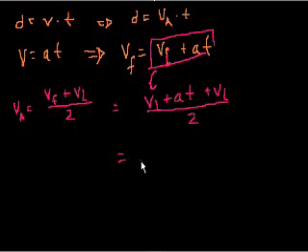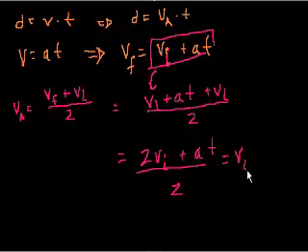Well, that just equals 2 times the initial velocity plus acceleration times time, divided by 2. And that equals the initial velocity plus acceleration times time divided by 2. And this might be intuitive for you as well, that the average velocity is equal to your initial velocity plus, this is essentially how much you're accelerating over that time in speed, but it's going to be that divided by 2 because we're taking the average.